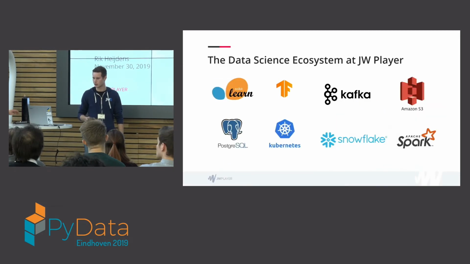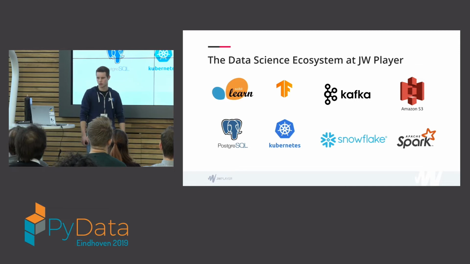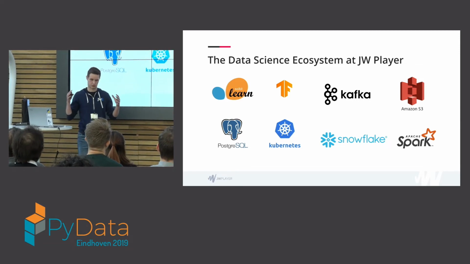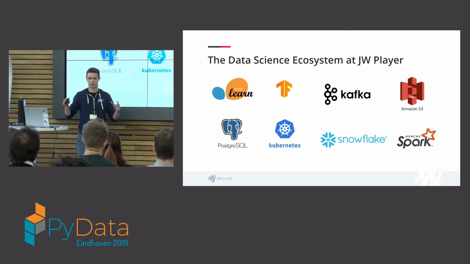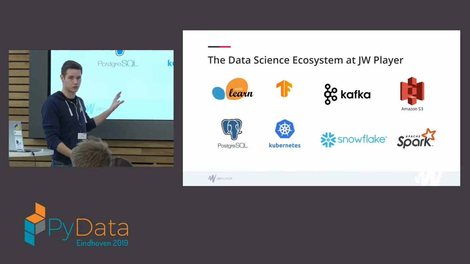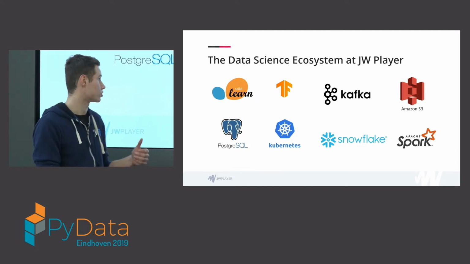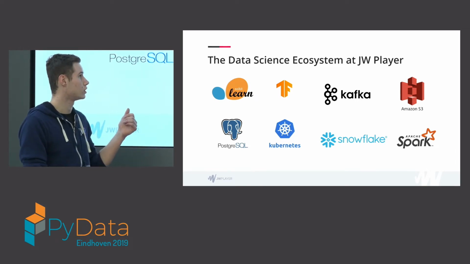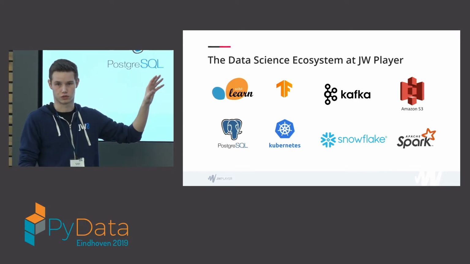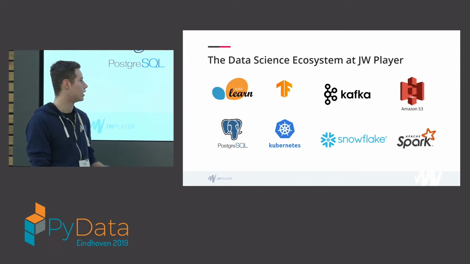First, I'm going to explain a little bit about our data science ecosystem. We have a lot of different services. Basically, our backend is entirely built on a service-oriented architecture. All these different services store data in their own data stores. For example, a lot of services use PostgreSQL as a database. We extensively use Amazon S3 as object storage.